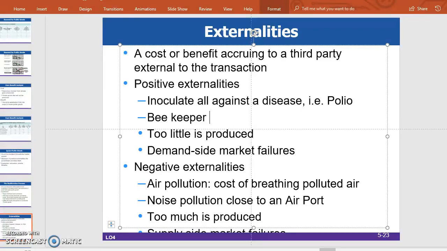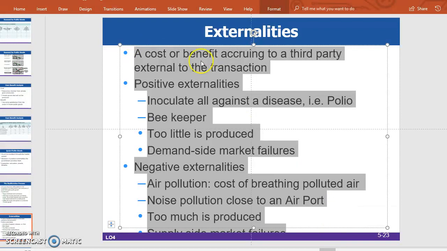The action of the beekeeper is helping everybody in the community get better flowers and better fruit. That is positive externality. And we will show you that whenever there is positive externality, it will be ignored by the demand supply system, and then too little of this will be produced. So positive externality often results in demand side market failure, and as a result we will have this under-allocation problem. Too little of that item will be produced.